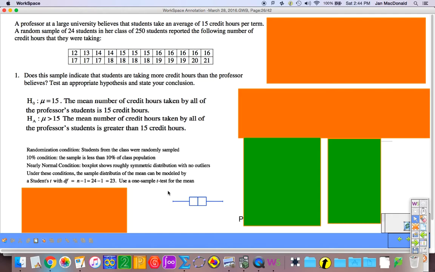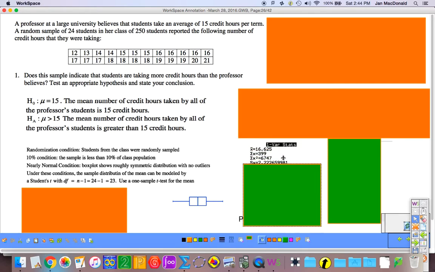Well, what do we know? Well, we put our data in our calculator. So why don't we calculate our one variable statistics? How do we do that? Well, we go over to our stat menu, we arrow over to calculate, and we calculate one variable statistics. And when we do that, we should get something that looks like this.